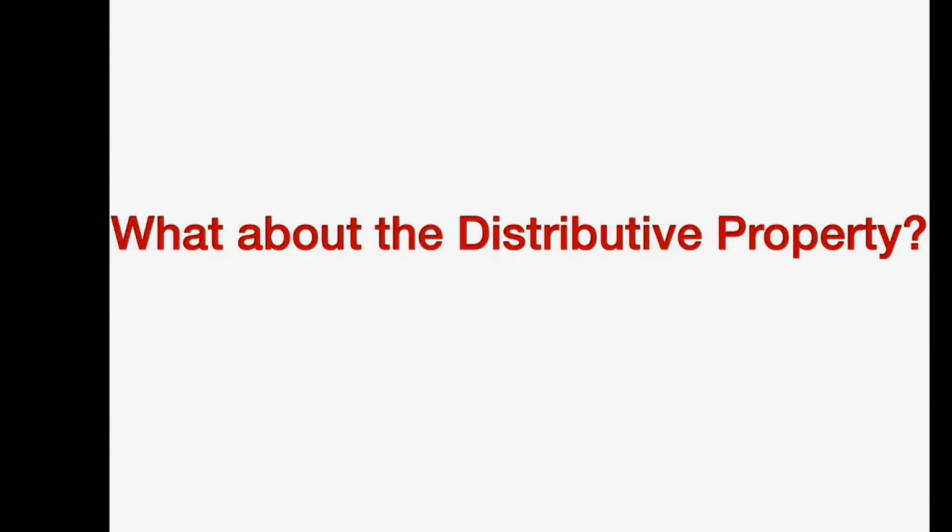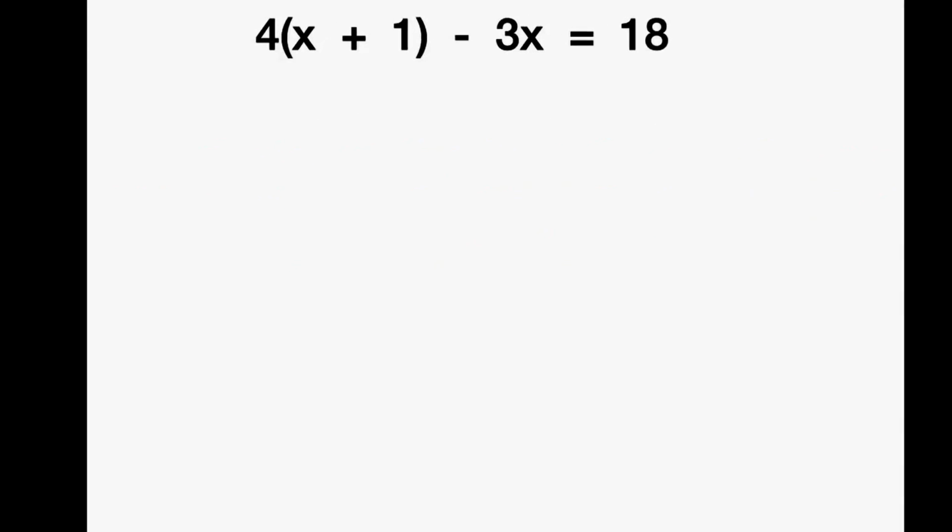What about the distributive property? There are some kind of complicated-ish equations. They just look hard, but they involve the distributive property. So 4 times x plus 1 minus 3x equals 18 would be one example of that. So you would need to think of this in parts, first off. So first you need to do this distributive property. So we would need to distribute the 4 into the x and the 1, well, in the parentheses.